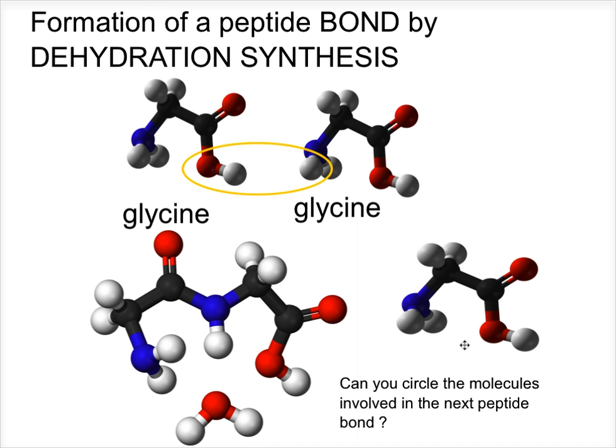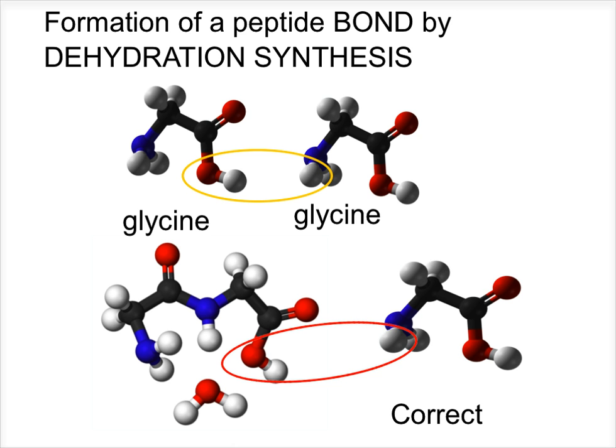Can you circle the next molecule involved in the next peptide bond? You are correct. You can see how that hydroxyl group would combine with one of the hydrogens from the amino group of the adjacent amino acid, forming the new peptide bond.